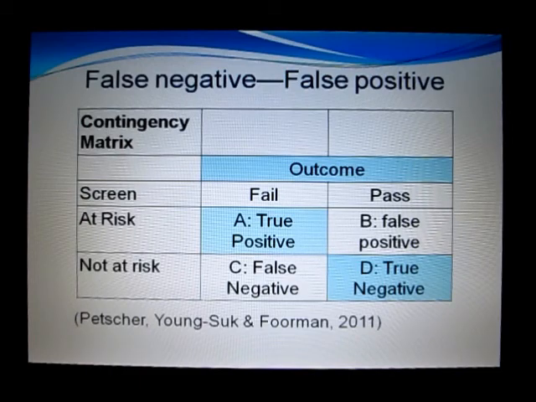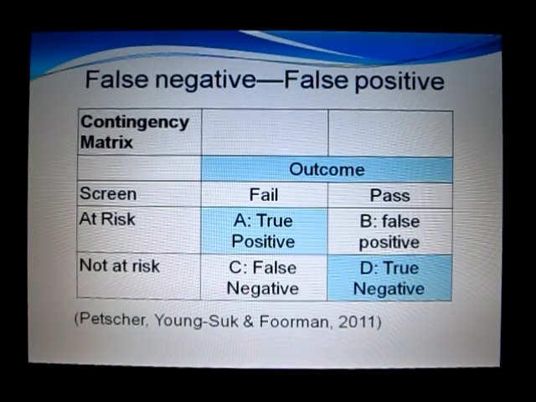You have students that are at risk, who when they take your screener, they fail it. And they are the ones called true positives, who are really at risk for future academic difficulties. You also have those students who are at risk, who pass your screener. And those are in box B. They're considered false positive. And like I said, they're ones that somehow, they passed it, but they really are going to fall behind when you look down the road.